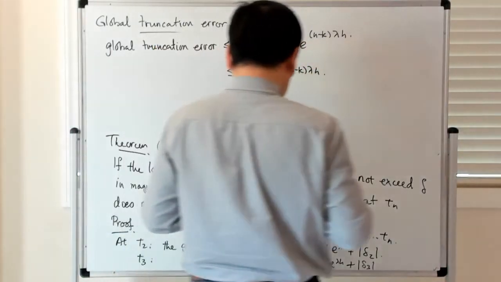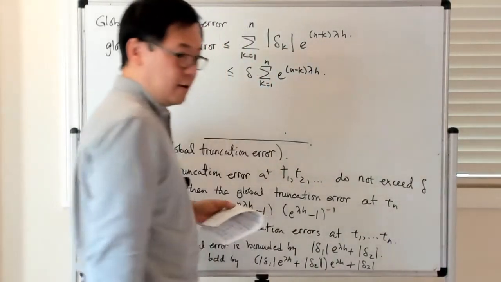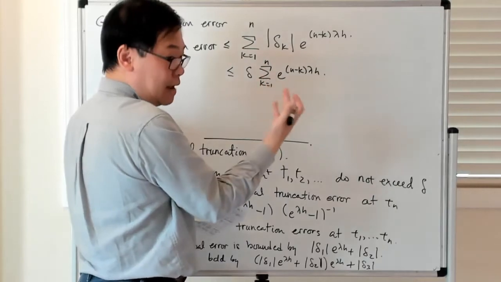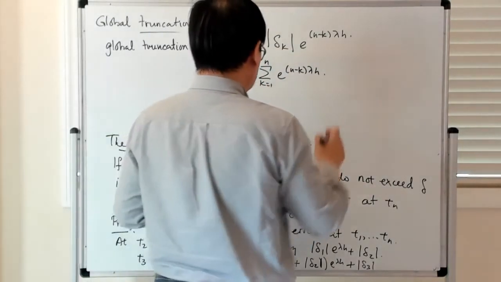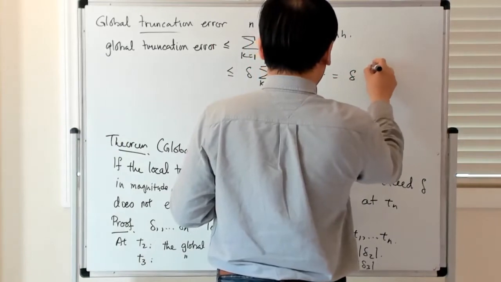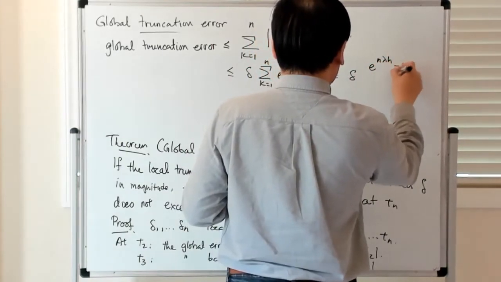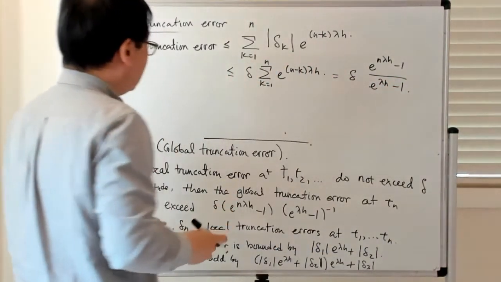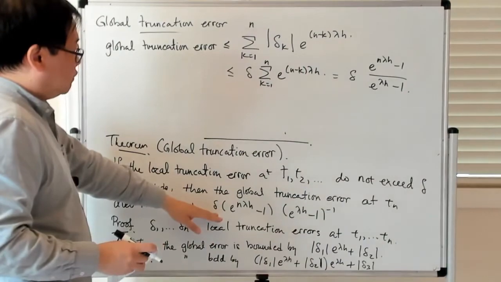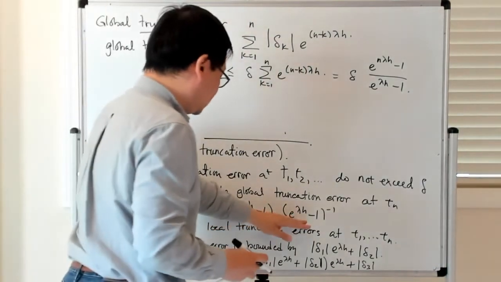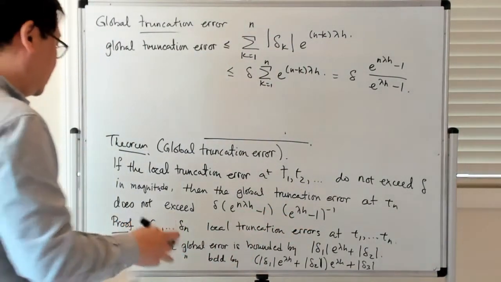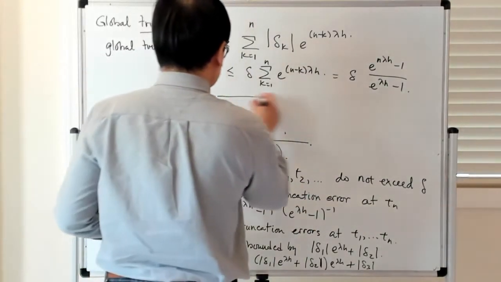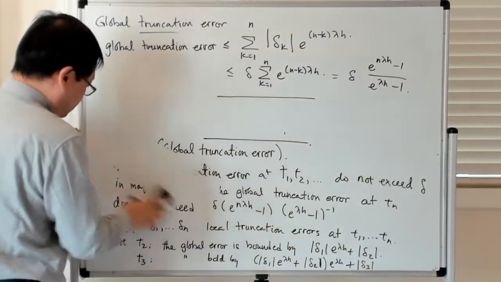Okay, and then this is just a geometric series, with an amplification factor lambda h, right? So you know what that sum is. This is equal to delta times (e to the n lambda h minus 1) divided by (e to the lambda h minus 1). All right, and then if you have that, it's easy to convince yourself that this error bound is exactly this, which we have here. Well, actually, that's exactly that, right? Which is what you need. Okay, so, all right.